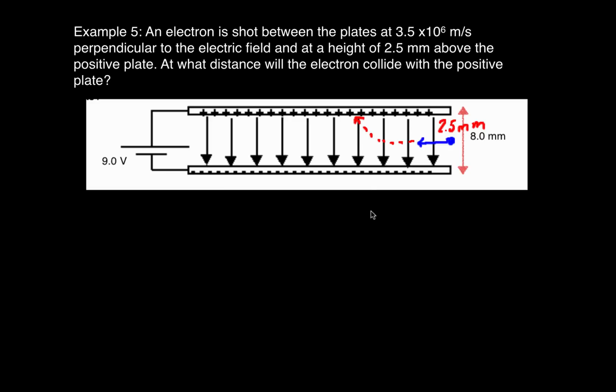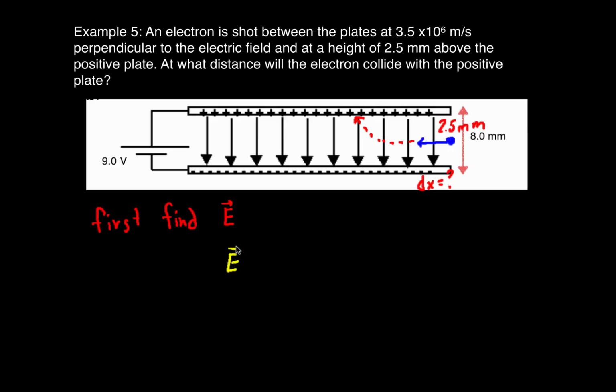At what distance will the electron collide with the positive plate? So we're looking for the distance in the x direction that the electron collides with the plate. The first step is to find the electric field between the plates. The electric field between the plates is constant, so if we can find the value of the electric field in general between the plates, we know the value of the electric field everywhere.